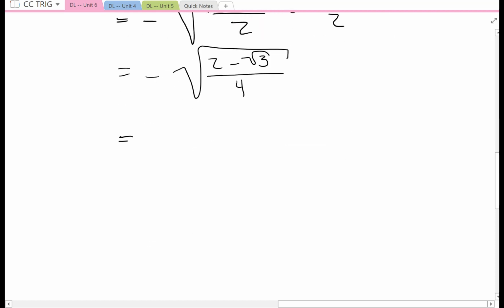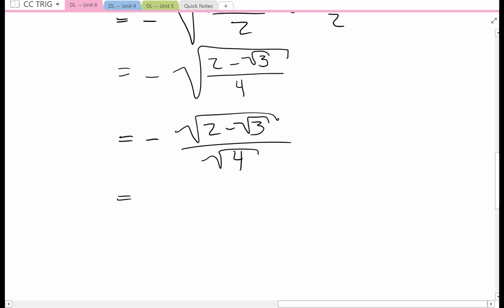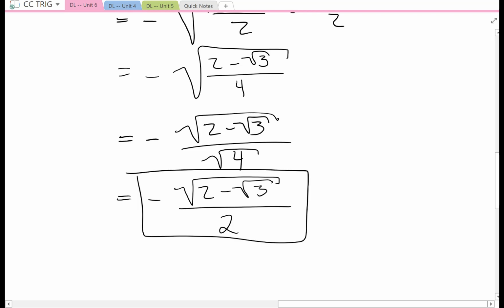Now we can separate the radicals. So we have square root of the top over square root of the bottom. And fortunately, the bottom is a perfect square, so I don't need to rationalize. I can just evaluate. What is the square root of 4? That is 2.